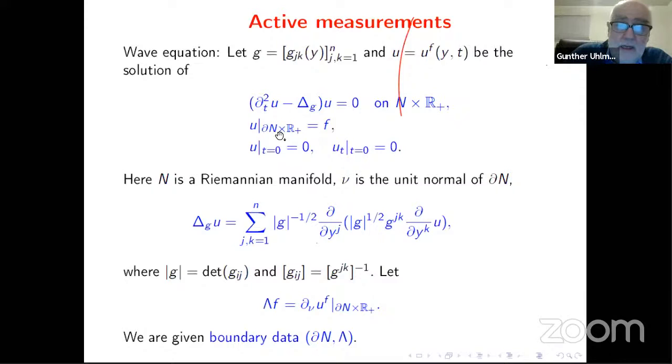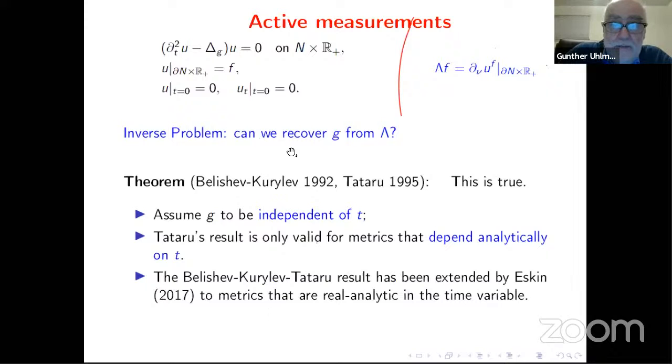and then you put sources, this is why it's active, on the boundary of the cylinder, and initially you assume that there is no contribution. So the solution and the velocity are zero. And what you measure is what's called the Dirichlet-to-Neumann map, the normal derivative with respect to the metric of the solution of this equation. And this is the boundary data. So you're given the boundary of the manifold and the Dirichlet-to-Neumann map. So information on the boundary, I repeat it here. And the inverse problem comes to recover the metric from the Dirichlet-to-Neumann map.